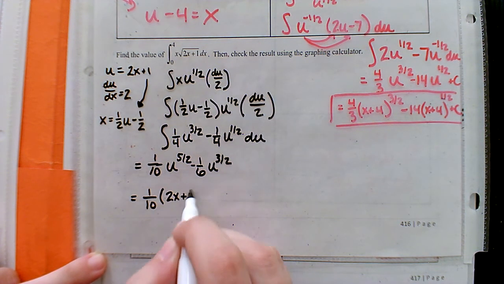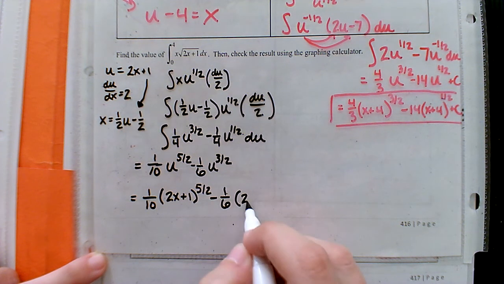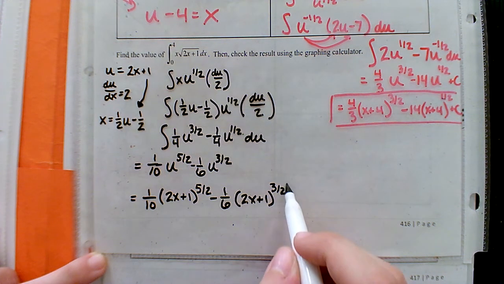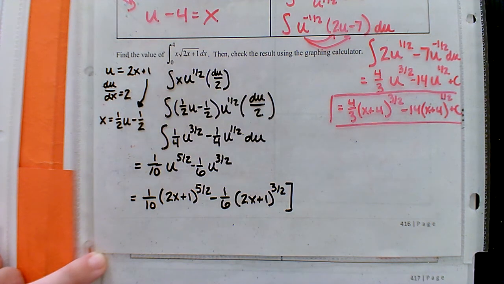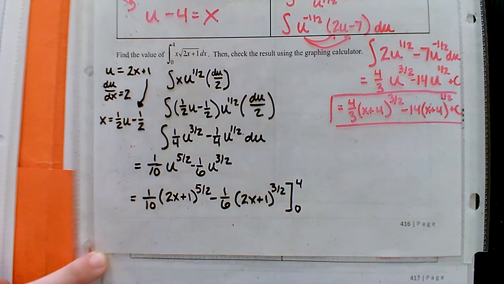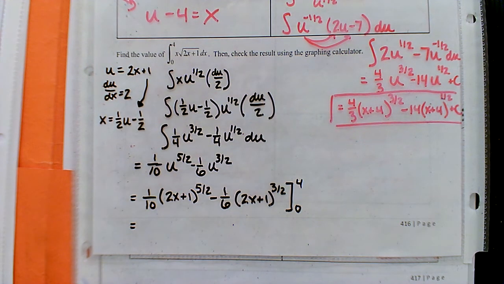We had 2x plus 1 to the 5/2 over 10, minus 1/6, 2x plus 1 to the 3/2, and then we'll throw in the bracket, and our bounds were 0 to 4. Alright, this is when I want you to use your calculator, because it's going to be a little complicated from here. Which bound do we plug in first? The top. Alright, so on your calculator, I want you to plug in 4 for all of those x's.